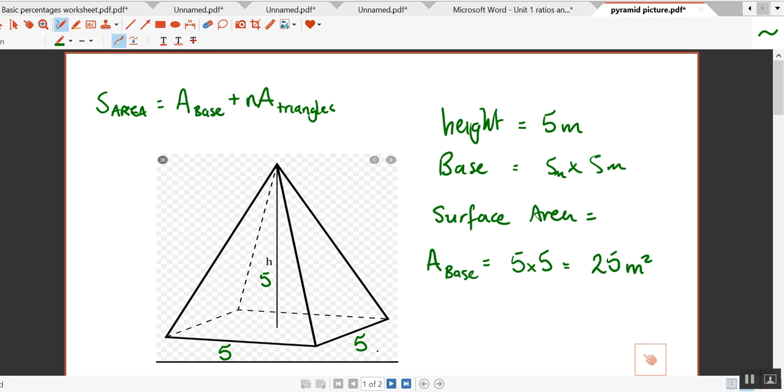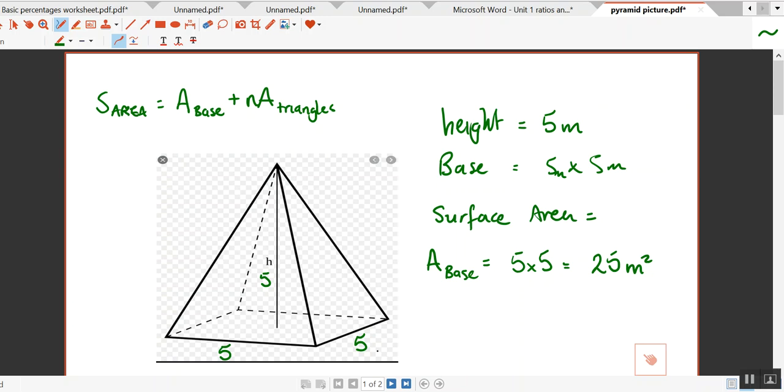So with a square-based pyramid, not a problem. Rectangular-based pyramids, not really working on those yet, but not a problem. Some of you might be asking, what if it's a pentagonal-based pyramid? Or how do I work out the area of a pentagon? Do you remember how to work out the area of a regular pentagon? No? Maybe that's something we need to recap. Say again? Yeah, cut it into triangles.